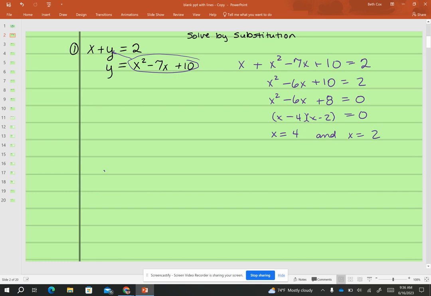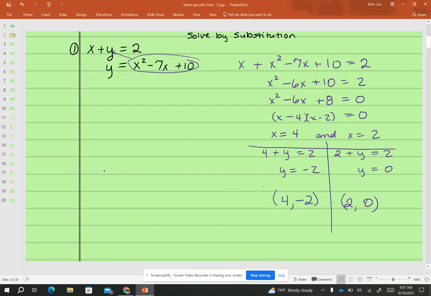We can plug back into either one of the originals. So when x is 4, I'm going to plug that into the original. So the original was 4 plus y equal 2. Subtract 4 on both sides, and I get y is negative 2. Therefore, my answer would be 4, negative 2. When x is 2, same equation. I'm going to do 2 plus y equal 2. That gives me y is equal to 0. So x is 2 and y is 0. My answers are these two ordered pairs.